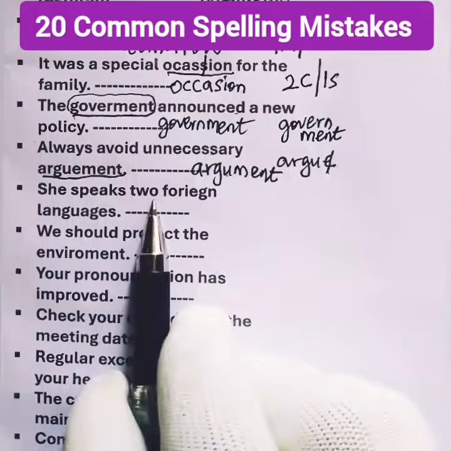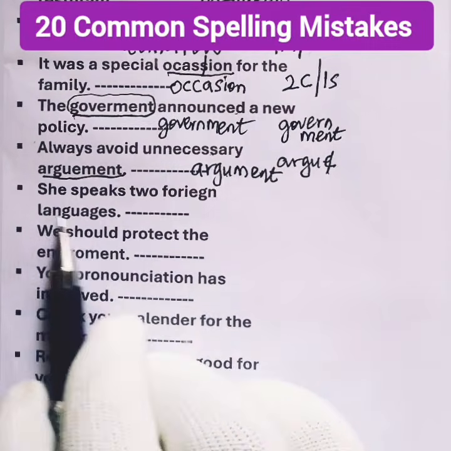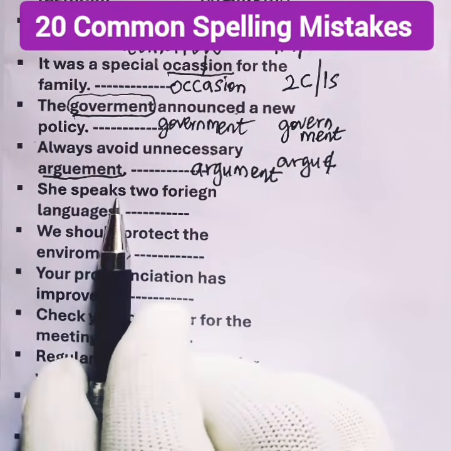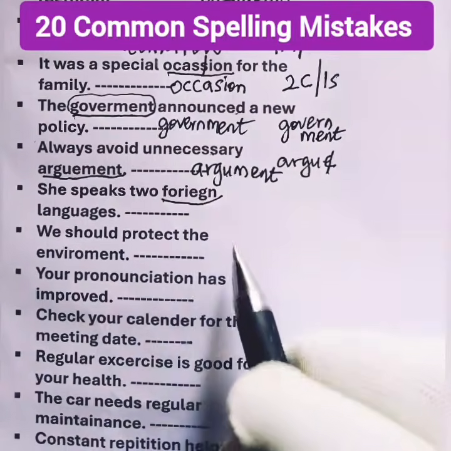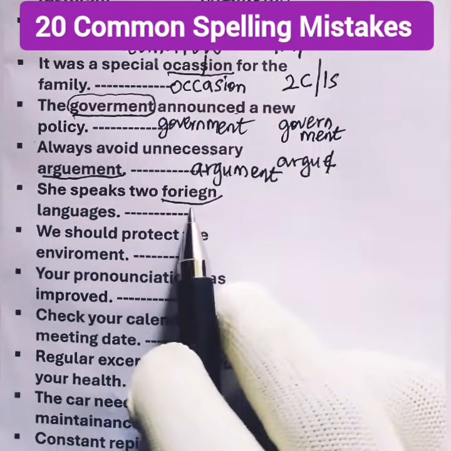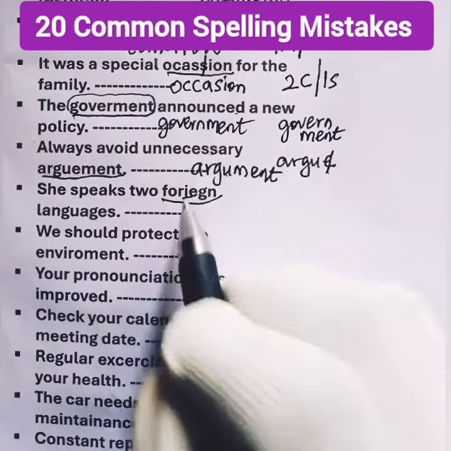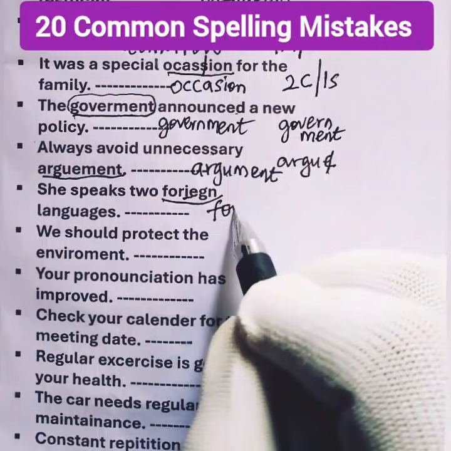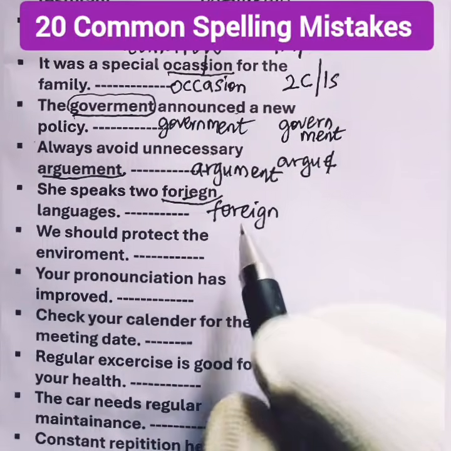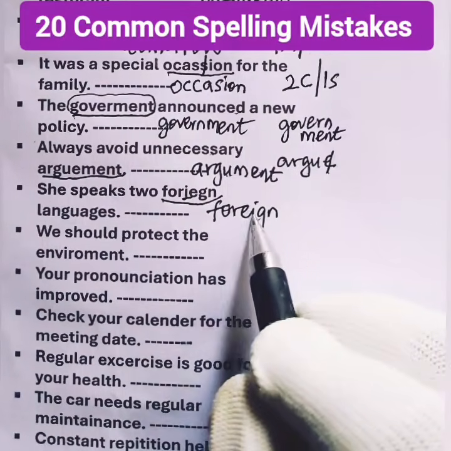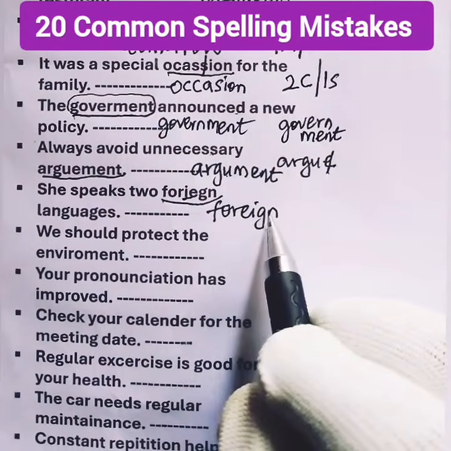Next, she speaks two foreign languages. Languages is correct, speaks is correct, but this is wrong. This is not how we spell foreign. What is wrong here is between I and E. This is it. Foreign. So always remember to put E before I when spelling this word, okay?